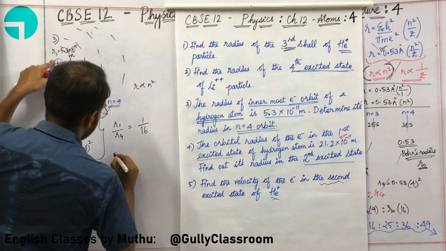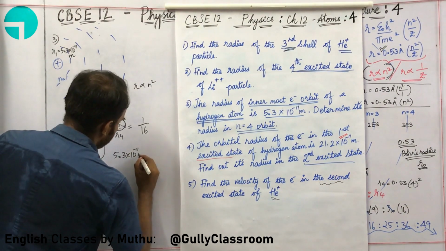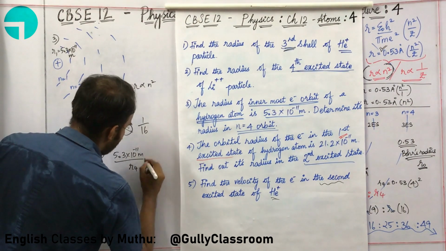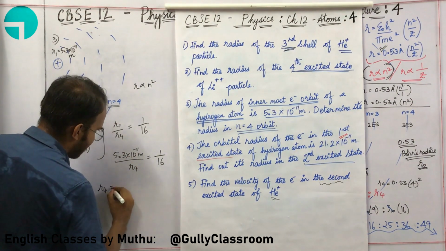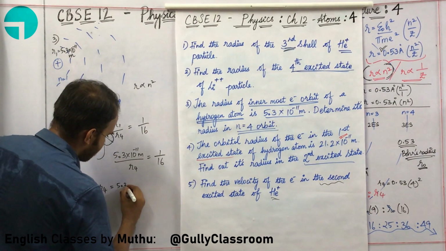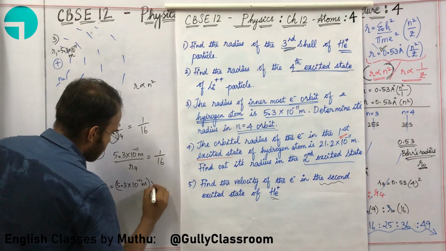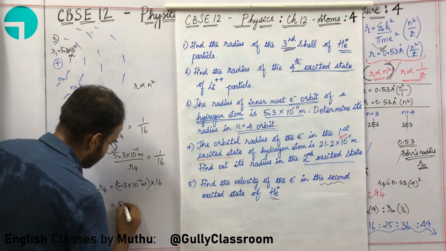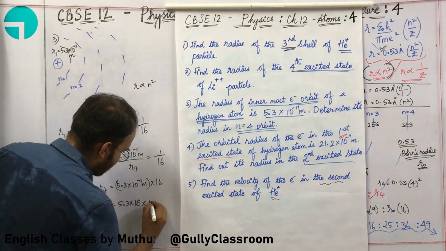R1 is 5.3 into 10 to the power minus 11 meters, whole divided by R4, which is equal to 1 by 16. So R4 can be written as 5.3 into 10 to the power minus 11 meters multiplied by 16. This can be once more written as 5.3 into 16 multiplied by 10 to the power minus 11 meters.